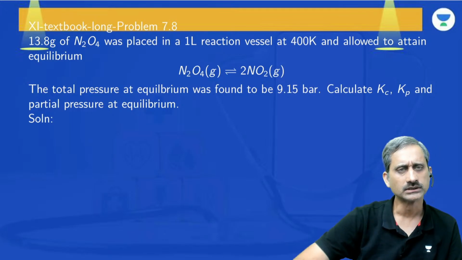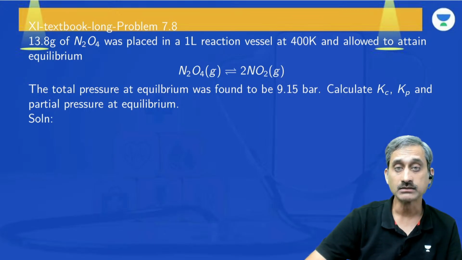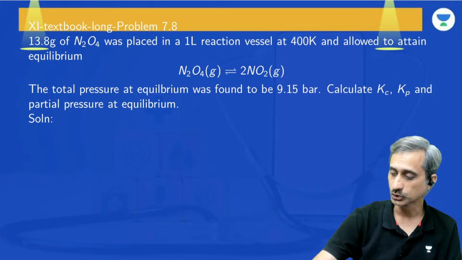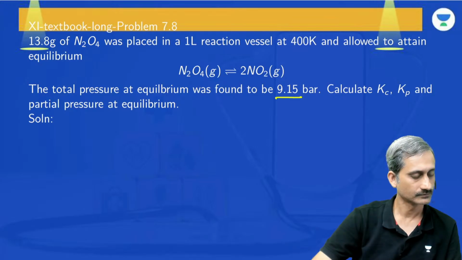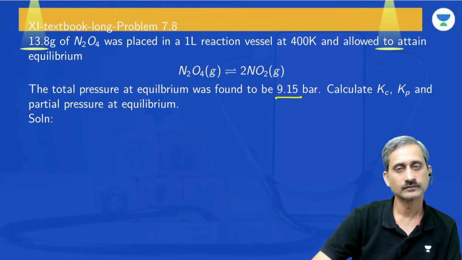Will you be able to do it? Remember, you are not supposed to deal in mass. You are supposed to deal in moles. And when you have the moles, you can actually get the partial pressure also. So here you have been given a total pressure. So what you can do is you can find the K in terms of mole fraction, and then you can find out the Kp. Is this clear?